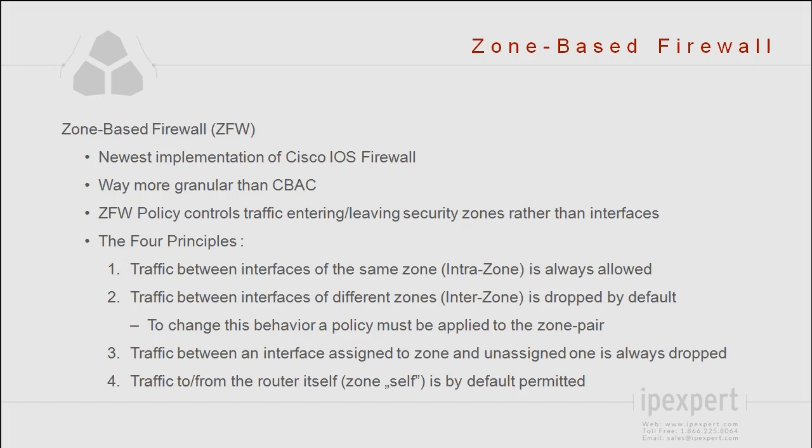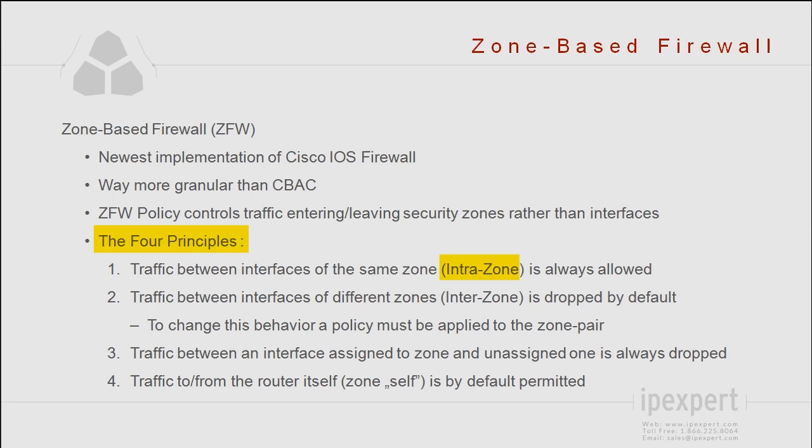There are 4 general rules we have to keep in mind when working with zone-based firewall. So this is what's known as the 4 principles. The first rule says that traffic between interfaces that belong to the same security zone, such as inside, those packets are always going to be allowed. This is so-called intra-zone communication for the traffic going between the interfaces that are part of the same zone.